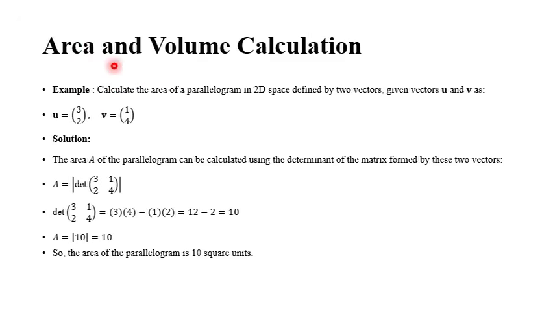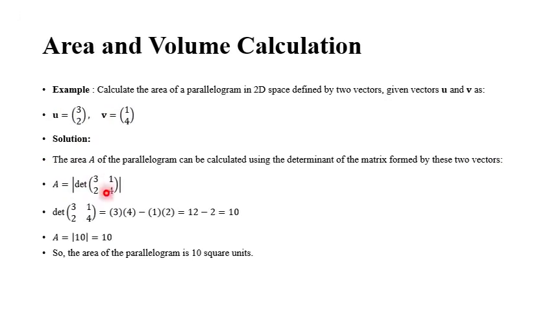Okay, so with respect to area and volume calculation, take for example, you want to calculate the area of a parallelogram in 2D space defined by 2 vectors u and v. So this is vector u and this is vector v. How do you calculate the area of the parallelogram in 2D space? Solution. The area of the parallelogram can be calculated using the determinant of the matrix formed by these 2 vectors.